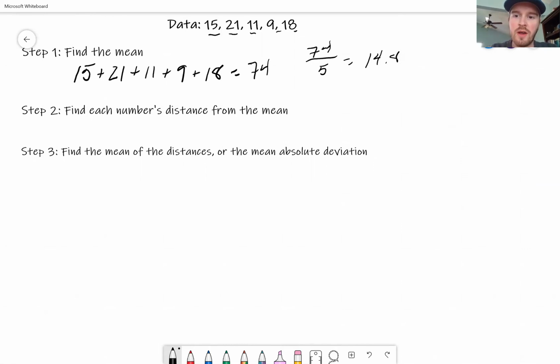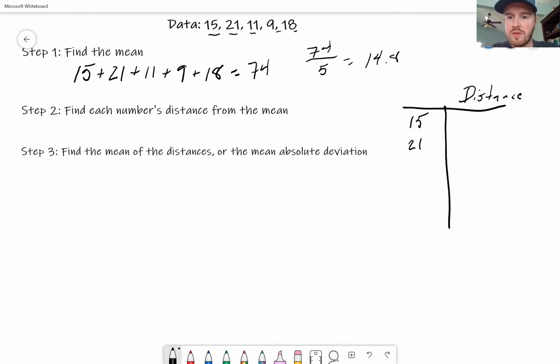The way I like to go about doing that is I like to organize it out using a chart. All right. So on one side, I write the word distance. On the other side, I write down all of the numbers in my data set. So 15, 21, 11, 9, and 18. All right. So now all I need to do is figure out how far away each of these numbers are. We're finding the difference, so you can just subtract each number and the mean.